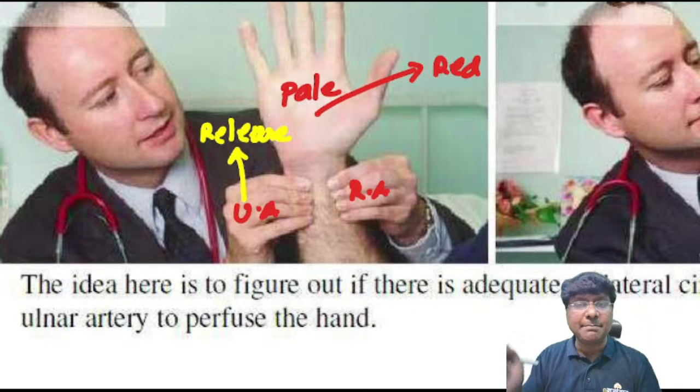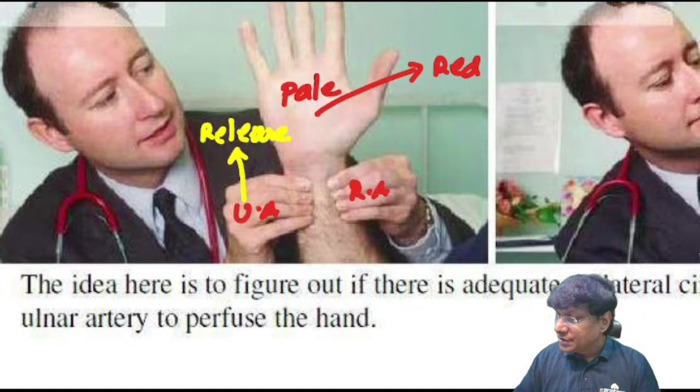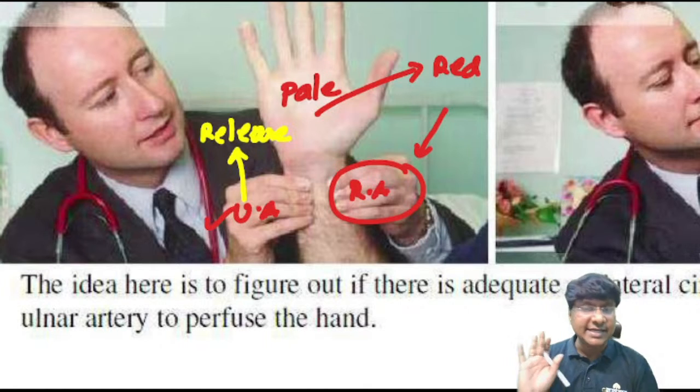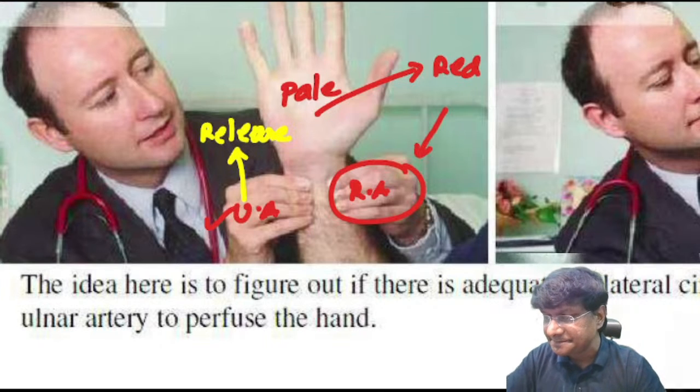If the entire palm becomes red after releasing the ulnar artery, that means your ulnar artery is patent, so you can comfortably puncture the radial artery.